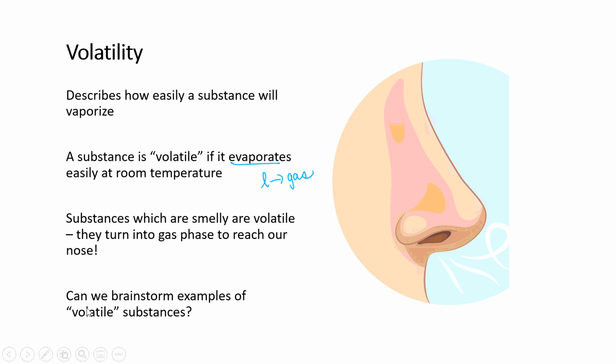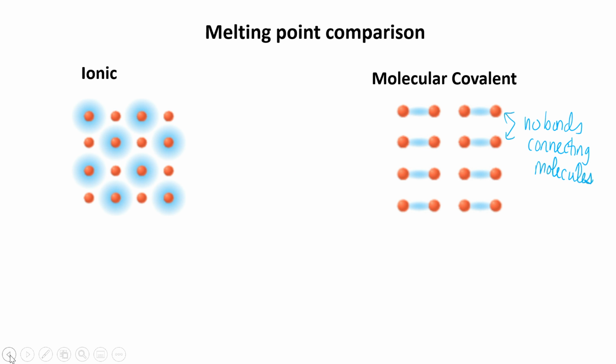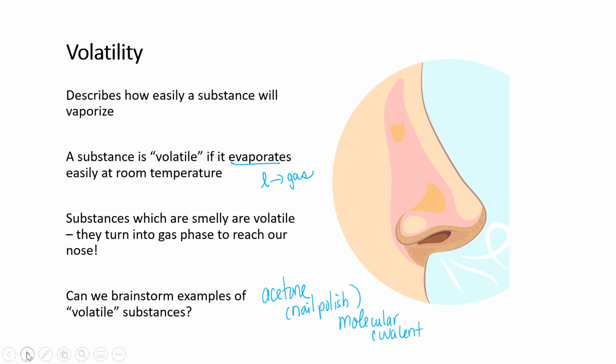If you think of some examples of volatile substances, some things you might be familiar with would be acetone, which is in nail polish remover. And acetone is molecular covalent. The reason why molecular covalent substances are really volatile is, again, because there are no bonds connecting those molecules together. So these can separate apart relatively easily and travel up to your nose where you can smell them.